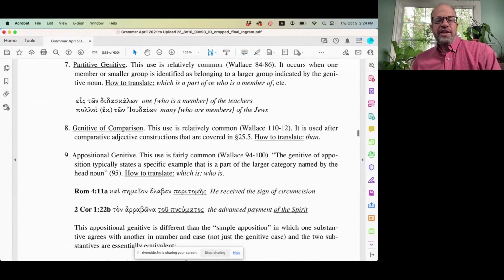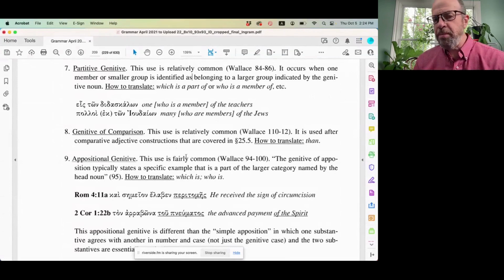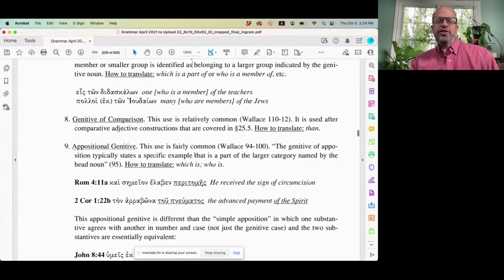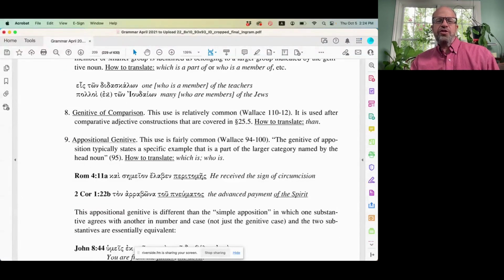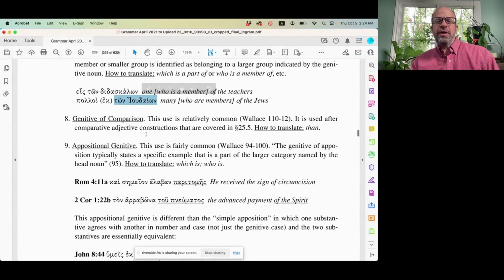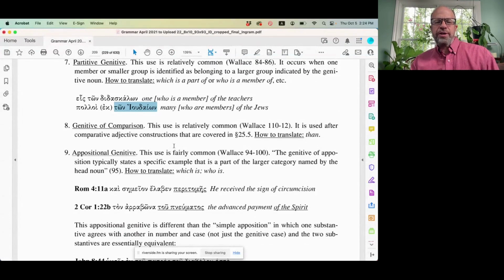The partitive genitive is kind of a fun one where the genitive noun represents the broader class of which the head noun is one member or part. So you have one of the teachers. Of the teachers is the broader class. The one is the head noun, one member of that broader group. So many from the Jews, or many of the Judeans. The Judeans is the larger group, the genitive noun, of which the head noun is the part.